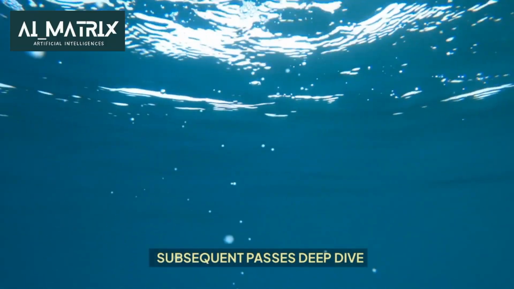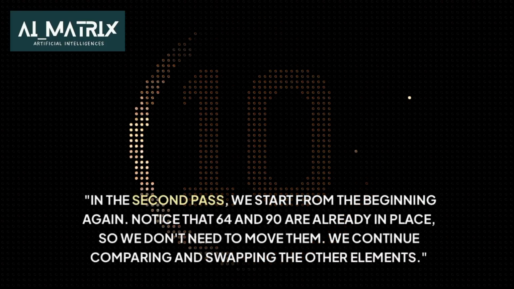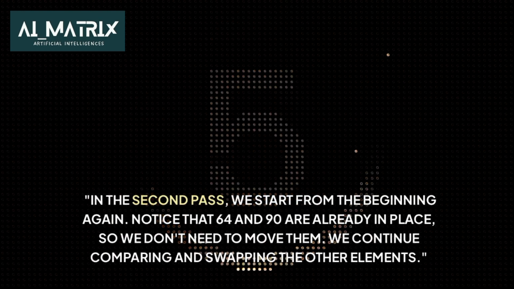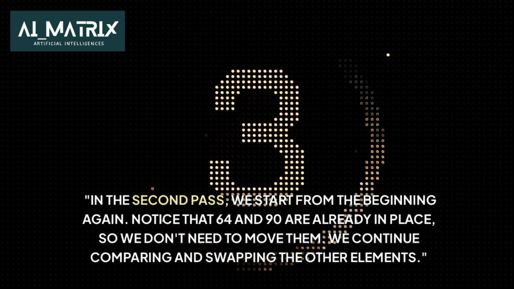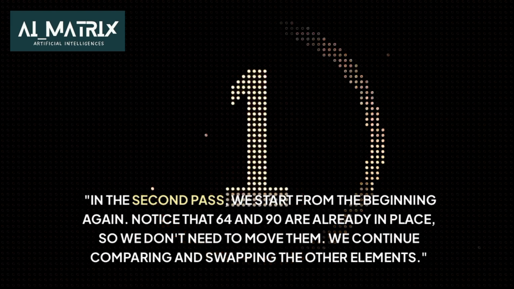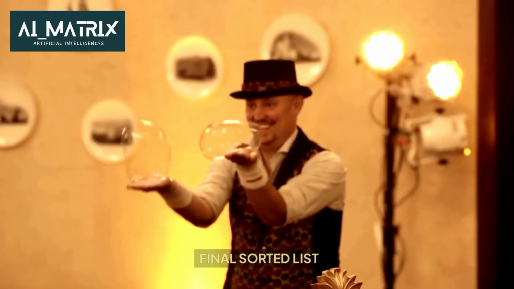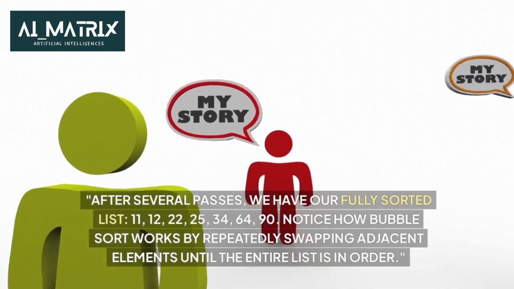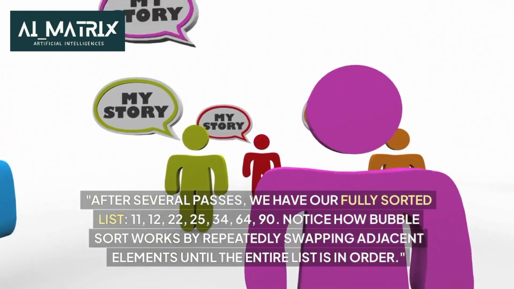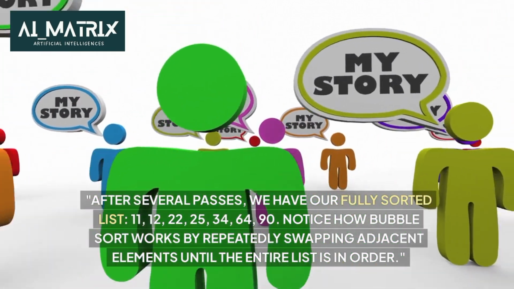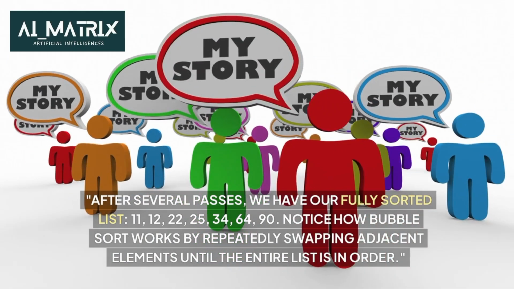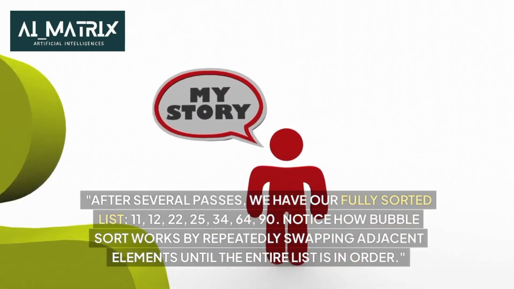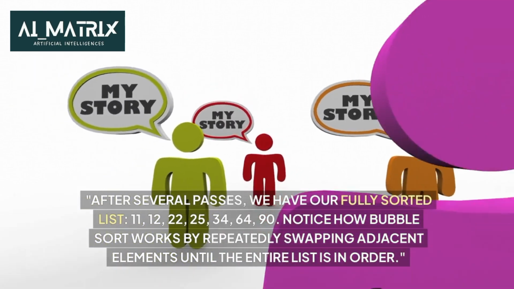Subsequent passes deep dive. In the second pass, we start from the beginning again. Notice that 64 and 90 are already in place, so we don't need to move them. We continue comparing and swapping the other elements. Final sorted list. After several passes, we have our fully sorted list: 11, 12, 22, 25, 34, 64, 90. Notice how Bubble Sort works by repeatedly swapping adjacent elements until the entire list is in order.